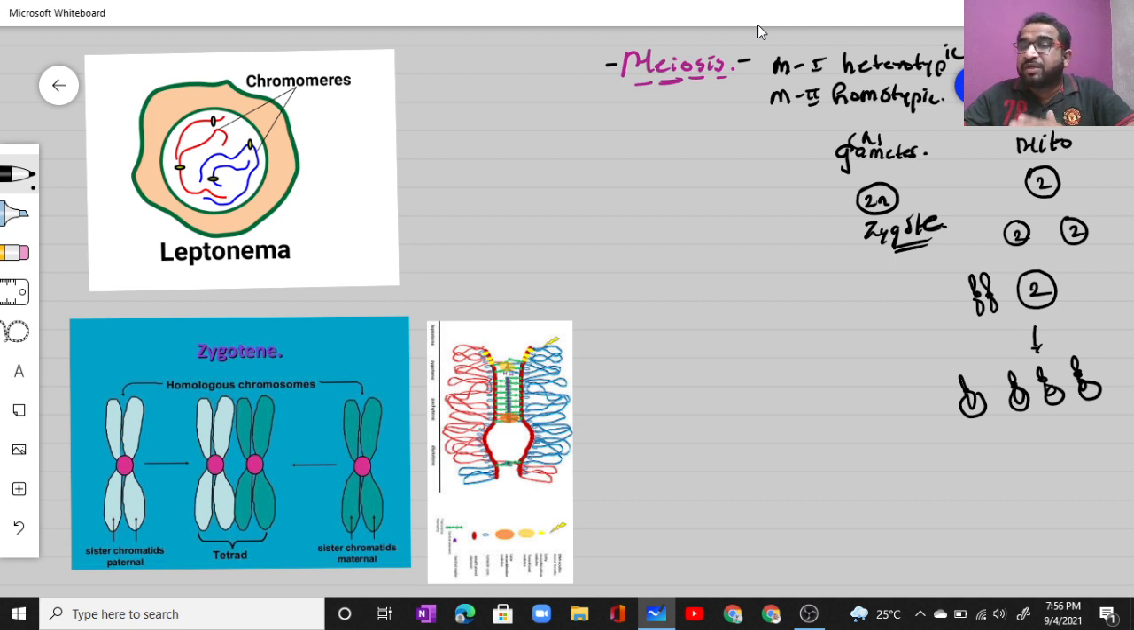In meiosis, the mother cell is diploid. The individual is diploid, and the progeny which has to be produced should also be diploid. So if the diploid condition of the chromosomes has to be maintained in the offspring, in the next generation, the gametes have to be haploid. Consider if the mother cell is diploid and is producing diploid gametes. If diploid gametes fuse, the zygote formed will be a tetraploid zygote, that is, it will contain four sets of chromosomes. This is going to be an abnormal condition.